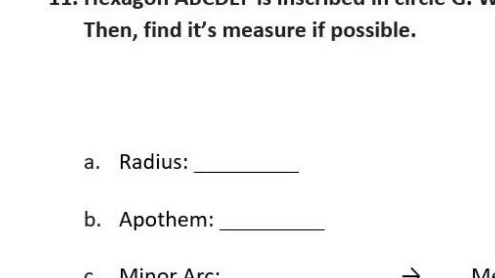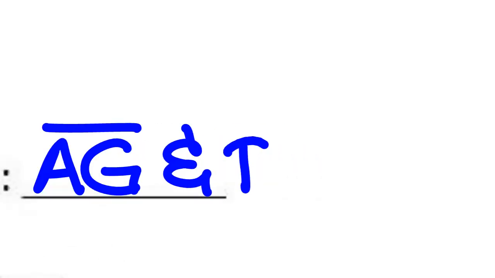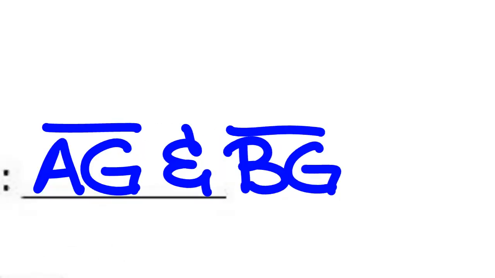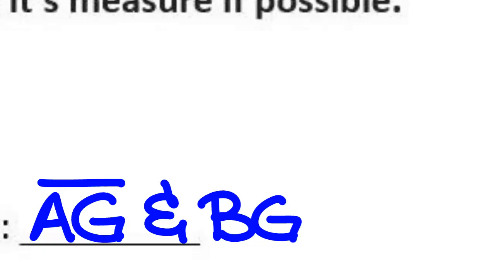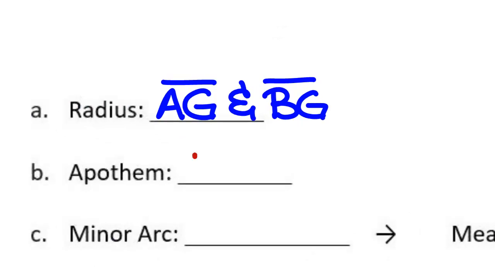Not HG, because that's not a vertex. AG, remember, vertex means corner. So you have to go from a corner. So AG would be one. Any others? BG. HG goes from the center, but it doesn't go to a corner, it goes to the side. What do we call it when it goes from the center to a side? The apothem. So HG would be the apothem here.